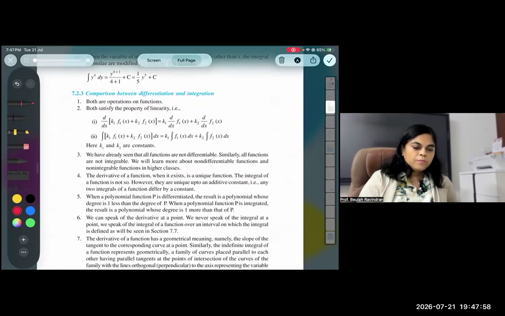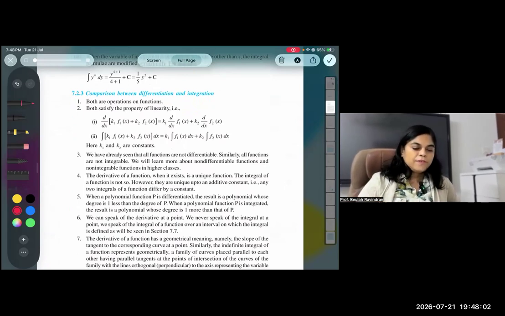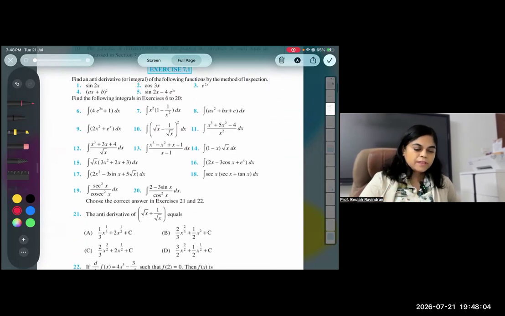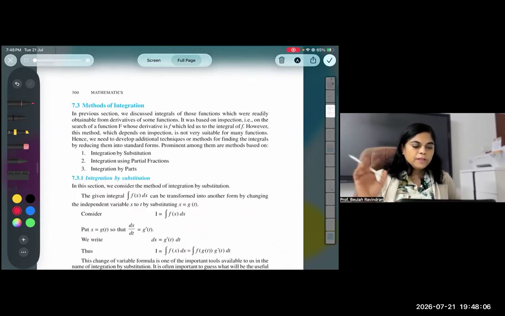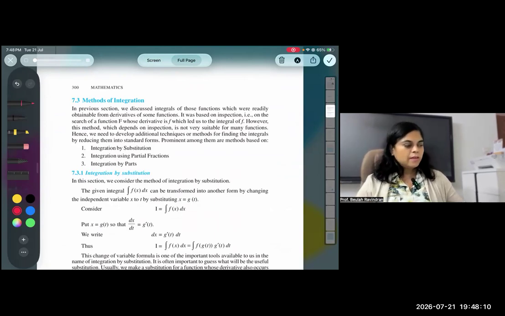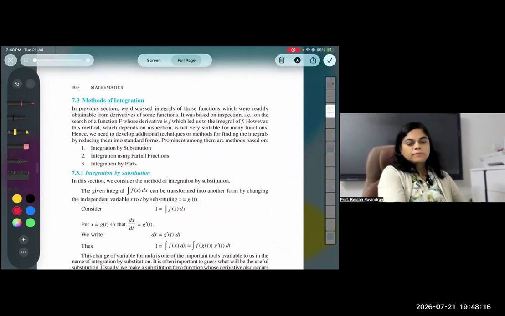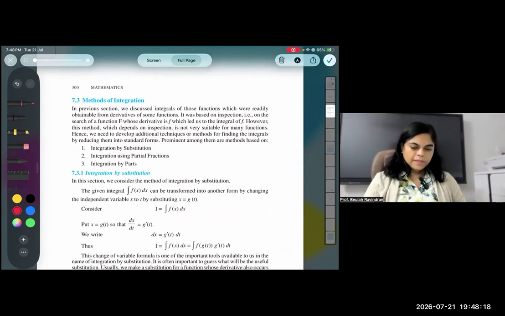Based on this, I told you the comparison between differentiation and integration. The first exercise talks about it fully. Now we'll get into the methods of integration. So we'll see methods of integration right now. I'll explain to you.